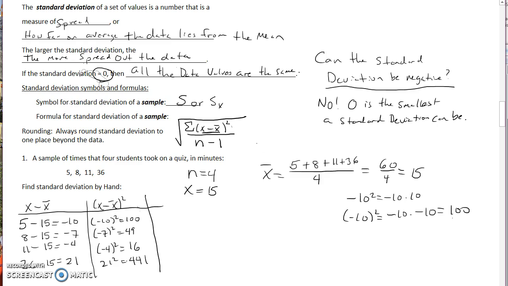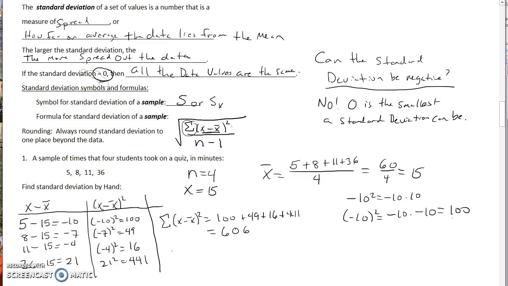Next step, it says do what with those numbers? We know what that summation symbol means. That means add them up. So the next step is going to be the summation. We're going to add up all of the x minus x bars squared, which would be 100 plus 49 plus 16 plus 441, which I have done this problem a bunch of times this week, and I already know that value is 606. Please go ahead and figure that out and just make sure that it is 606. You can verify that.